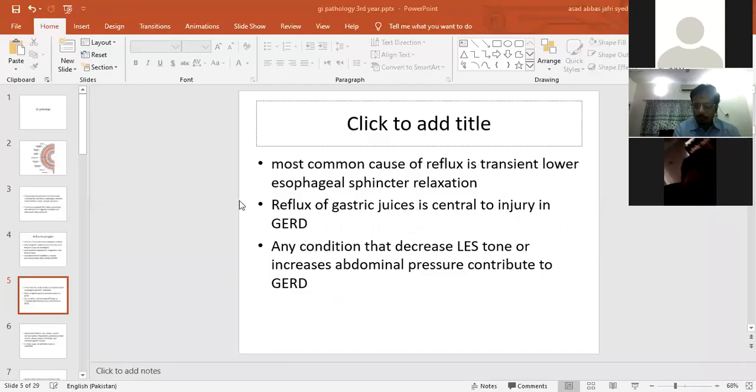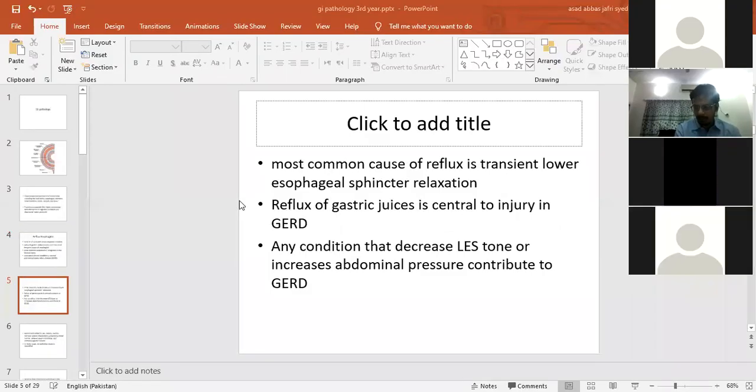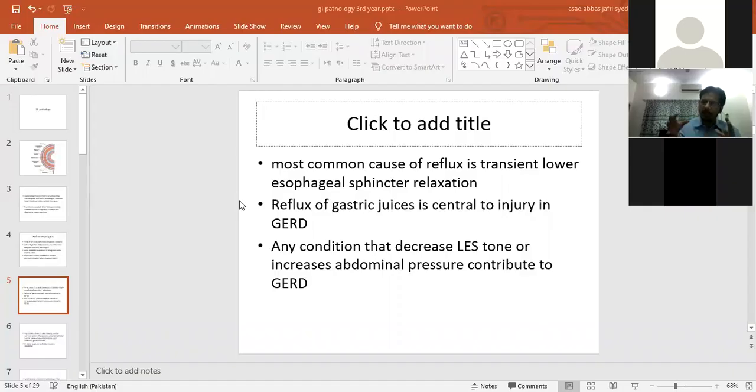The most common cause of problems with reflux is transient lower esophageal sphincter relaxation. So the sphincter at all times is not constricted. It is slightly open. That allows for the reflux or the splashing of the gastric contents into the esophagus.